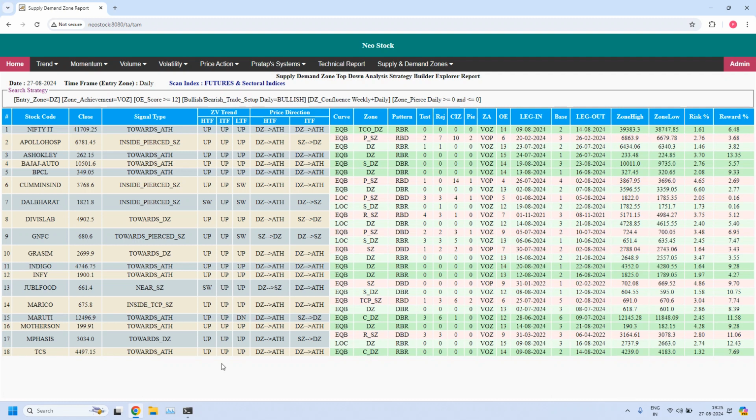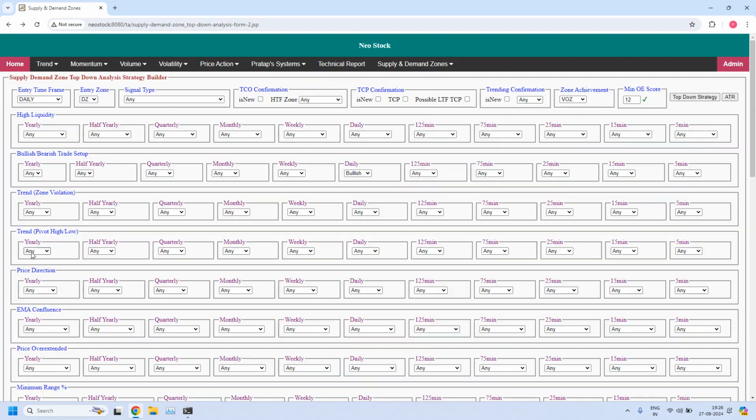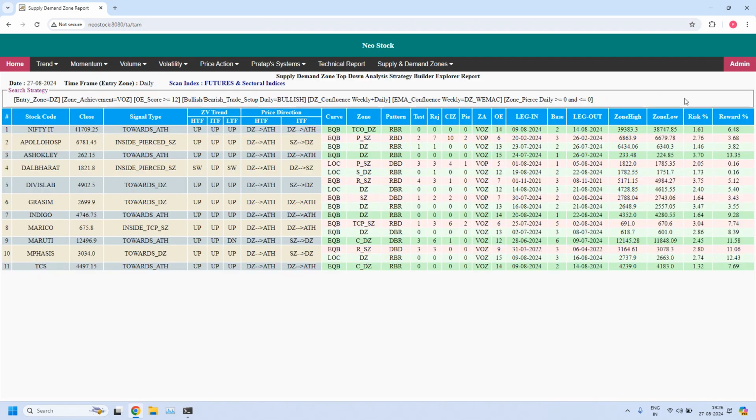So let us verify how many of these weekly zones are having EMA confluence. Weekly EMA confluence. So we are adding one more filter in the EMA confluence weekly time frame, because this is the ITF time frame. So daily zones are having confluence with weekly. So now let's verify any of the weekly demand zones are having a weekly EMA confluence. So out of those 19 stocks, let's verify how many are having the confluence. Now the list is reduced to 11.